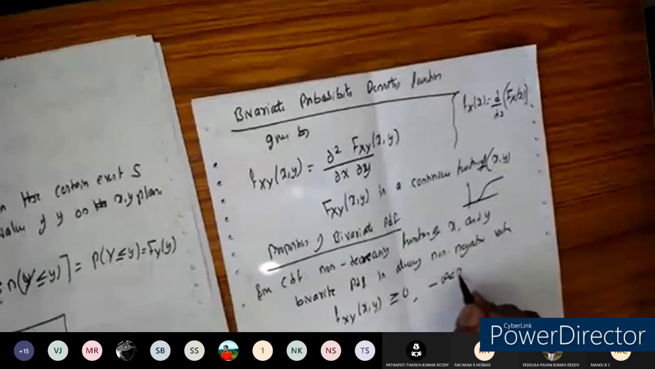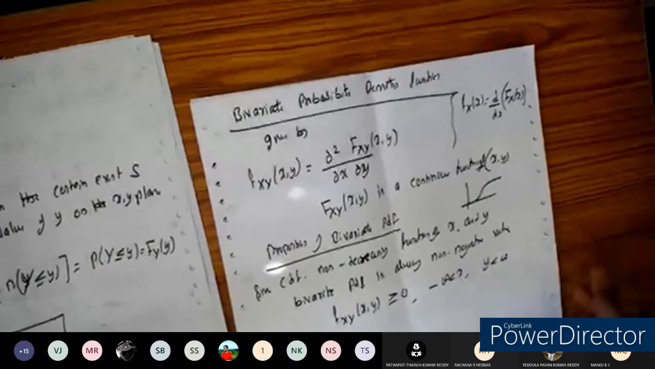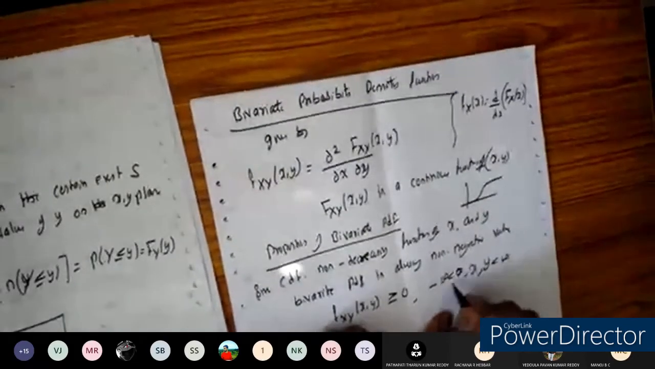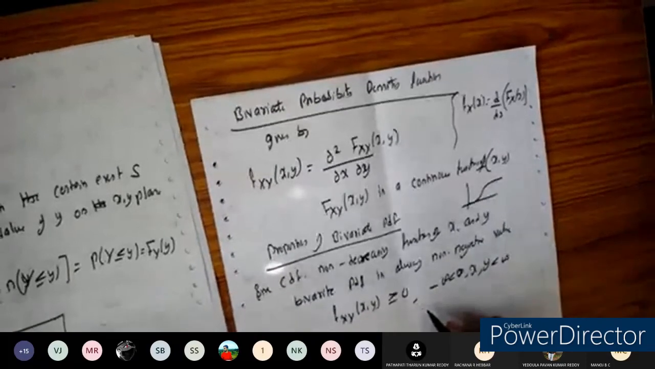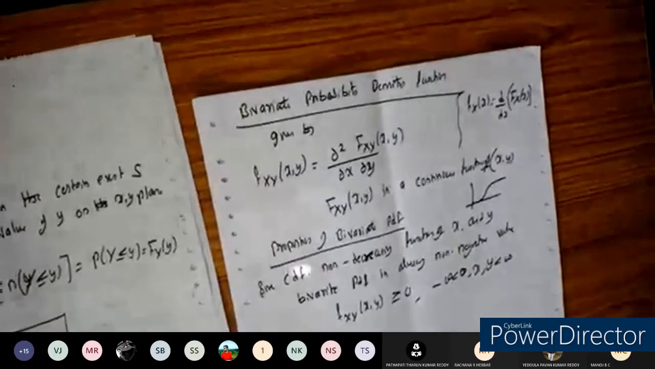This holds for minus infinity less than x, and y less than plus infinity. So both x and y can take values from minus infinity to plus infinity, and this will always be greater than or equal to 0. It's always a non-negative value.